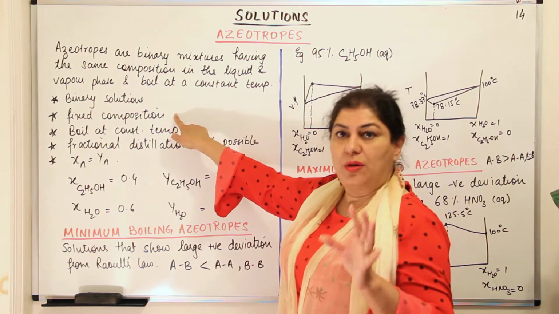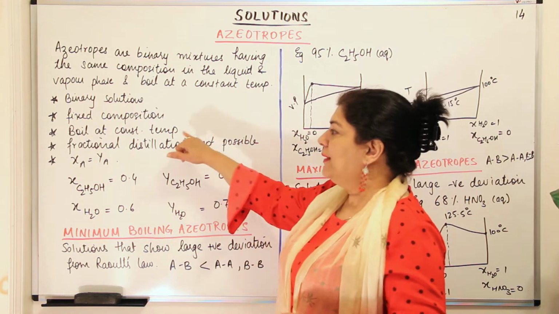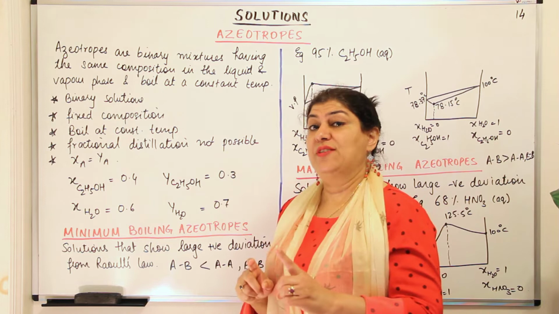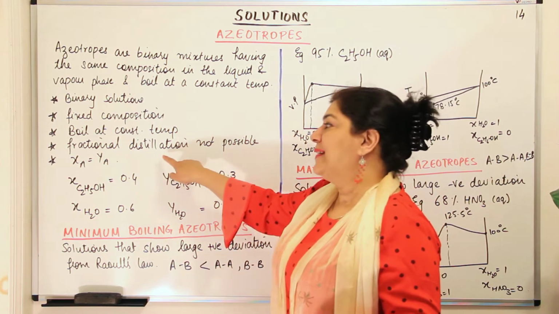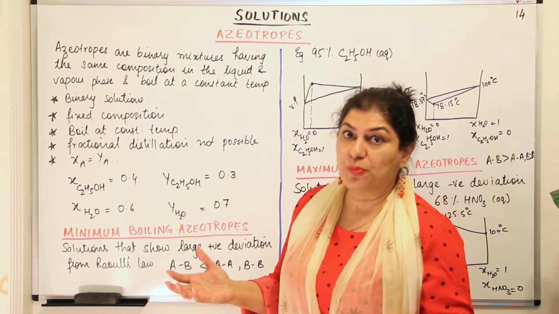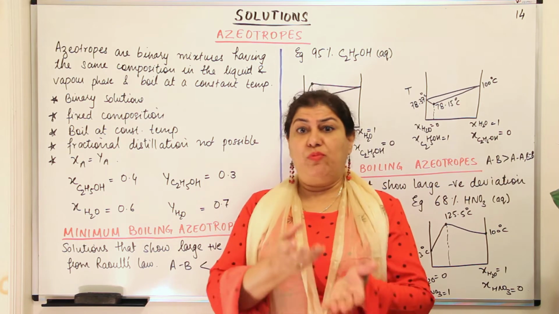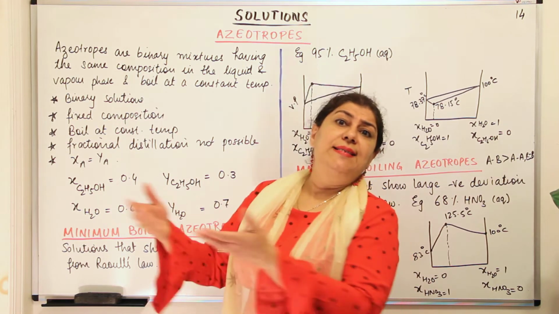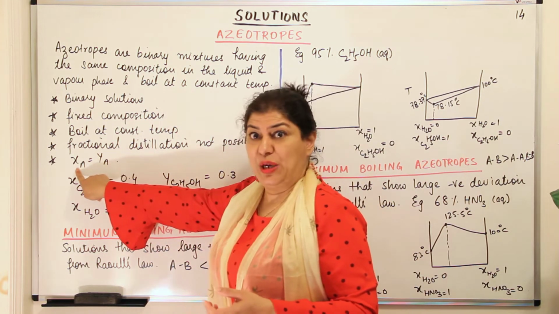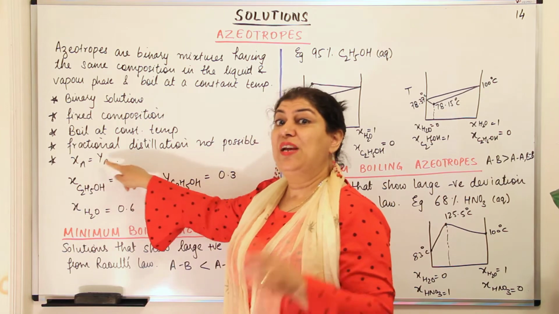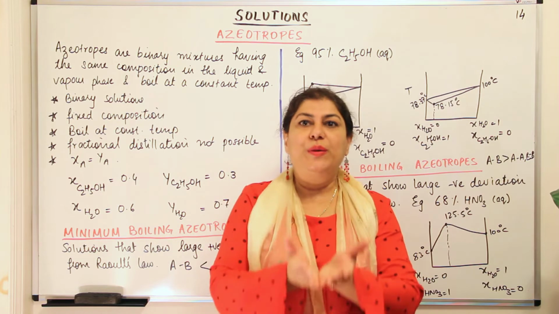So solutions behave as azeotropes only at fixed compositions. When they behave as azeotropes, they start boiling at a constant temperature. And at this point, fractional distillation is not possible. Why is fractional distillation not possible? One, because both of them are boiling at the same temperature, so they would condense at the same temperature. And since the mole fraction in the liquid state, that is XA, is equal to YA, which is the mole fraction in the vapor state, then obviously all of the liquid is going to rise.